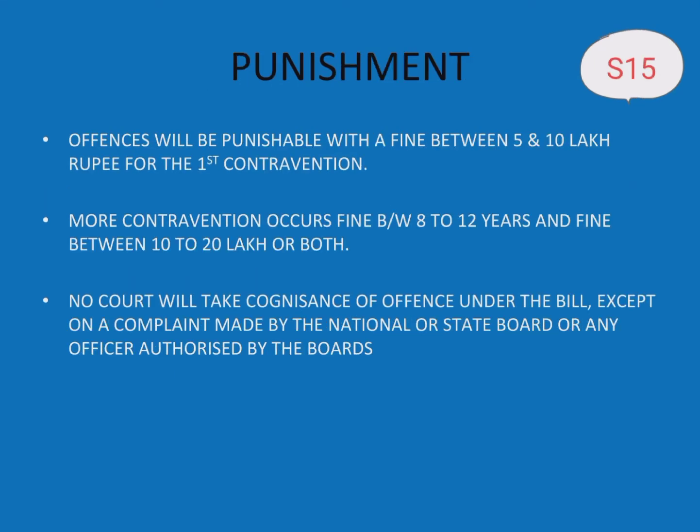So let's talk about punishment. What are the punishments? These offences will be punished with a fine between 5 to 10 lakh rupees for the first contravention. If further contraventions occur, then the punishment is 8 to 12 years of jail and a fine between 10 to 12 lakh, or both. No court will take cognizance of offences under the bill except on a complaint made by the National or a State Board or any officer authorized by the board.